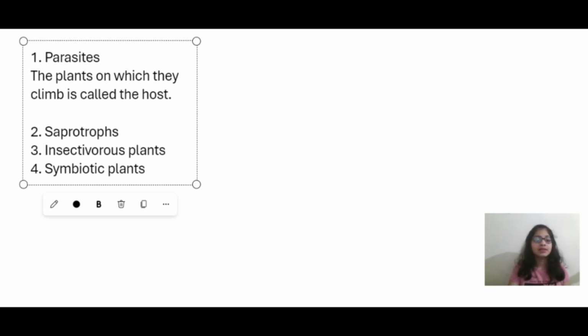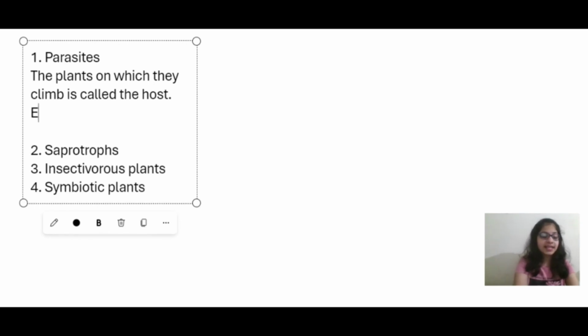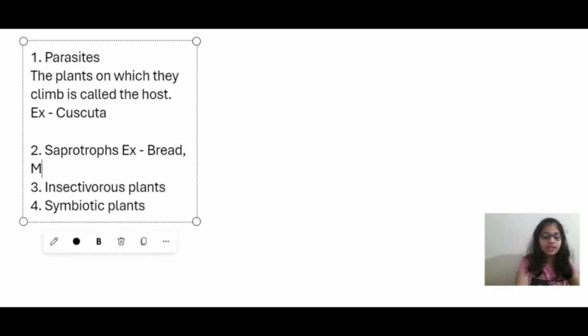So now we have not seen an example in the parasitic plants. An example of parasitic plants can be Cuscuta. This Cuscuta climbs on other plants to take nutrients, and an example of saprotrophic nutrition can be bread. As I have mentioned, bread and mushrooms can be examples of saprotrophs.